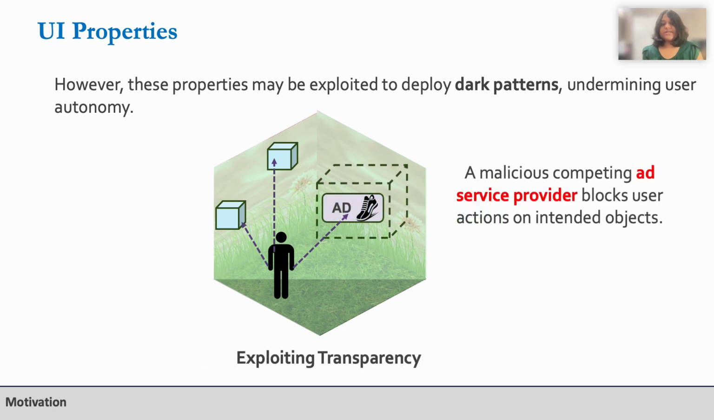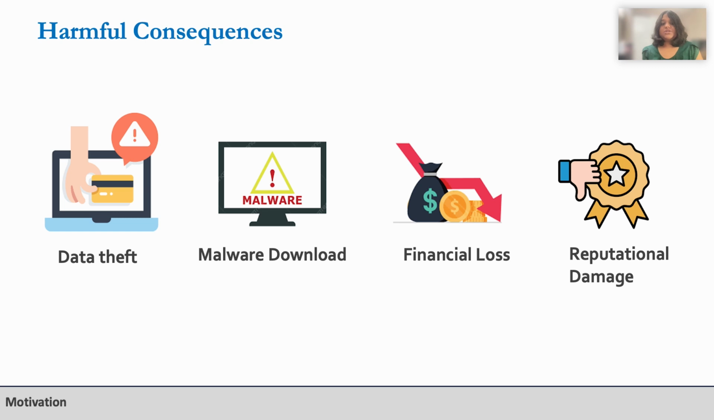Now let's discuss another example where the ad service provider is malicious. Here, the malicious competing ad service provider exploits transparency to block users' intended action with a target object such as advertisement from other ad service provider. Such exploitation can lead to loss of sensitive user data or the installation of malware on their systems. These manipulations may further result in financial losses or reputational harm for the affected stakeholders.